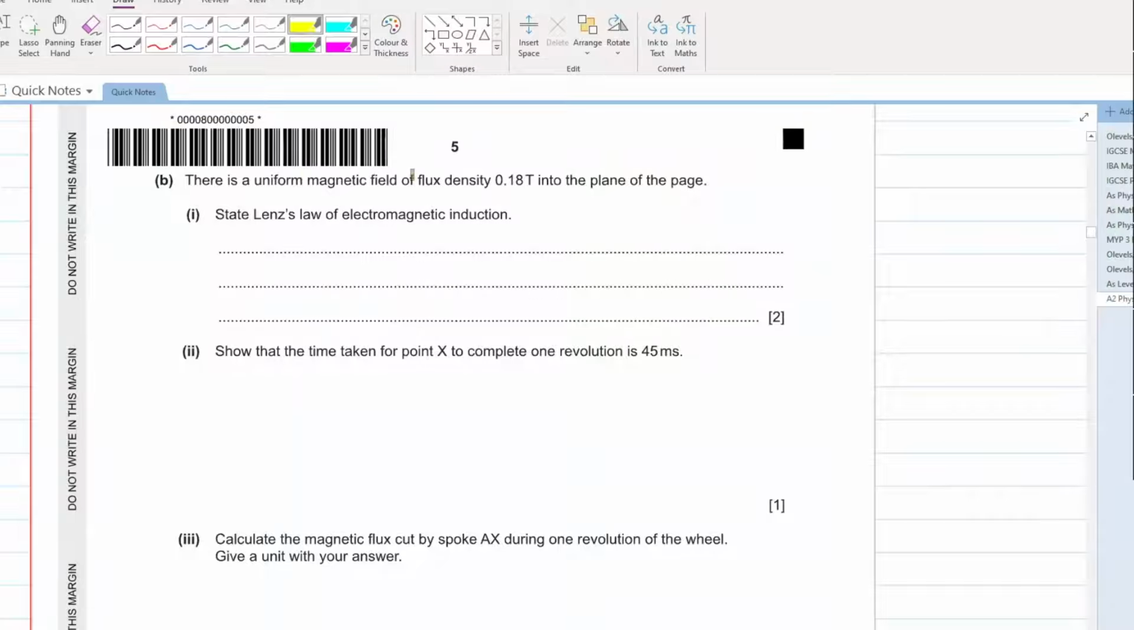There is a uniform magnetic flux density of 0.18 Tesla into the plane of the page. So you have a B value of this. State Lenz's law of electromagnetic induction. Lenz's law states that the direction of induced EMF is such that it opposes the change causing it.